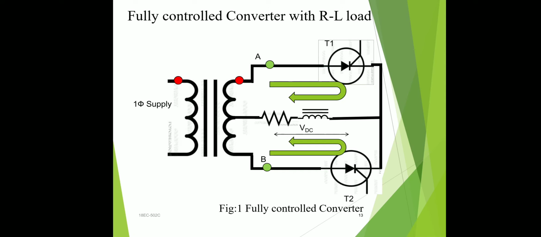What is the difference between the resistive and RL load? In the construction, the only additional element is the inductor, which is in series with the load. Here the load is R and L. The remaining circuit is similar to the previous circuit with resistive load. Due to the inductance, we will see the effects in the output.